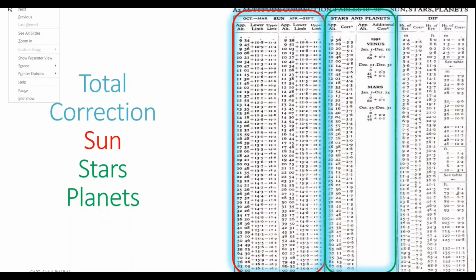Excuse me, sir. Yes, tell me. Sir, in dip for height of eye 5, we are taking the direction which is on the upper side. So similarly, in this one also we will do.